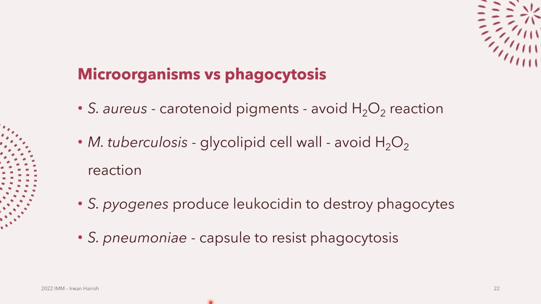And other bacteria are not shielding themselves and they don't fire back. Instead, they dodge the attack by having capsular materials around them, so phagocytes can't bind their receptors to the bacteria.